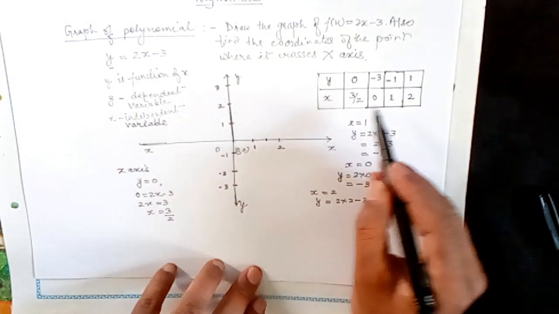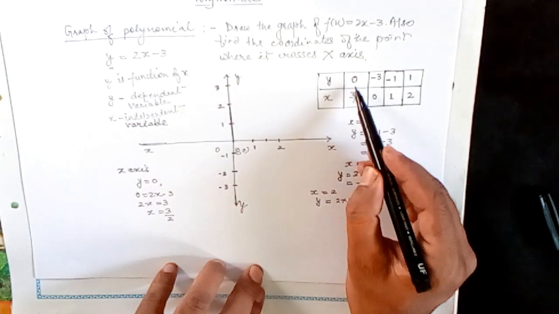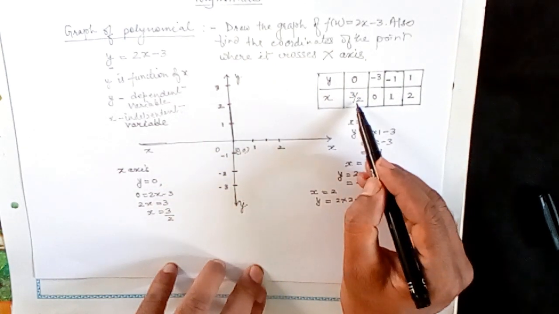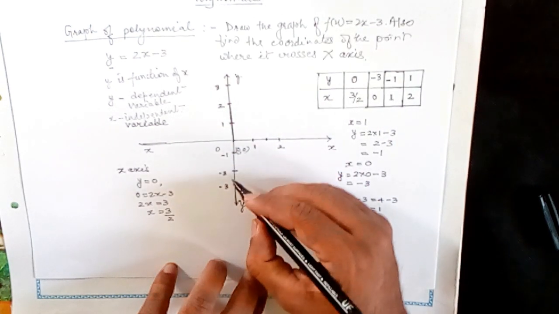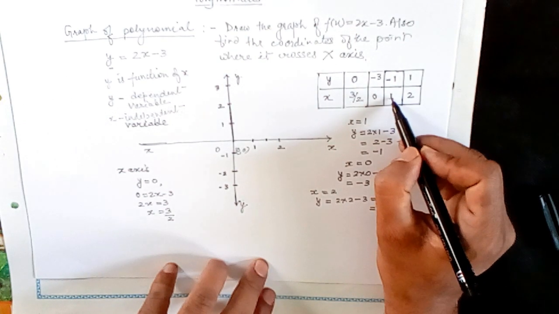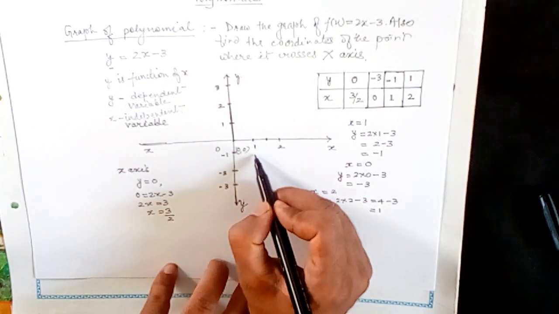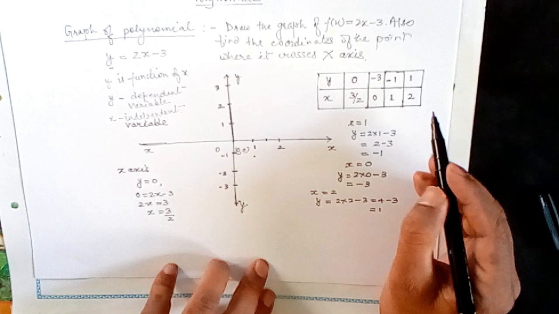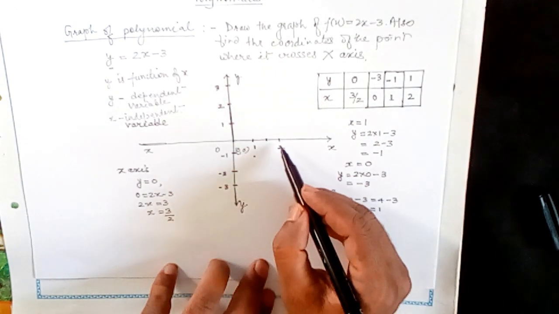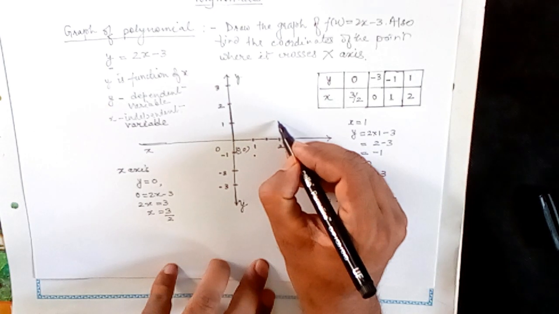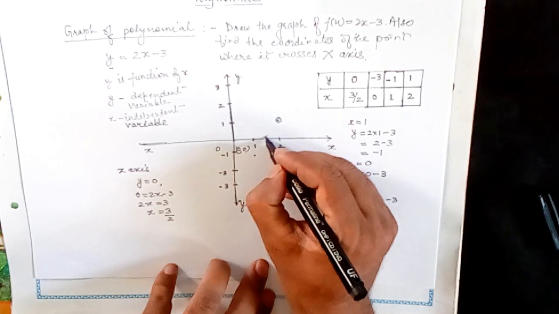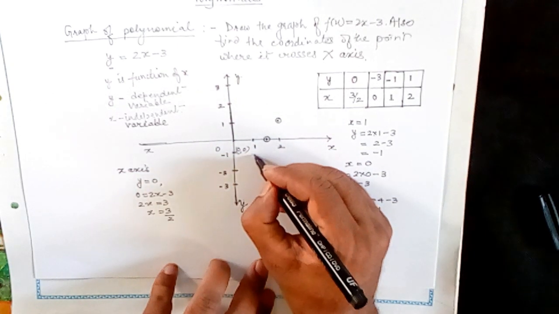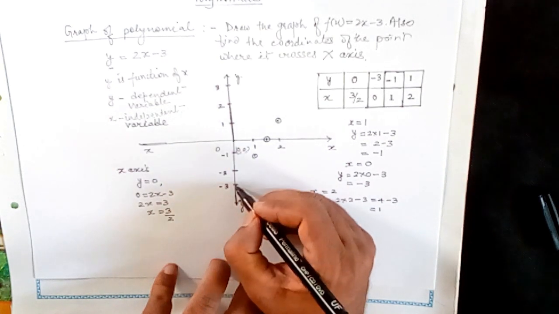Similarly, at x = 3/2, which means 1.5, y = 0, we have got the value, if we join them. Now see here, at x = 1, we are getting −1, and at x = 2, we are getting +1. We can plot this, and we just circle it over here so it will be clearly visible to you. Now if we join these, we get a straight line.